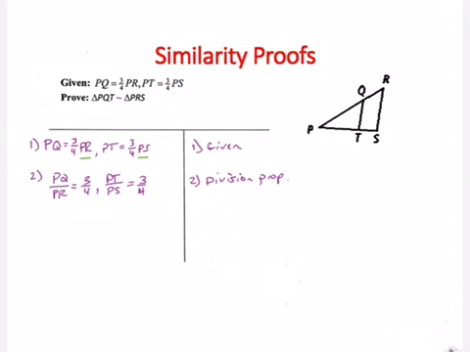To show that they're proportional, I'm just going to take the fact that since they're both equal to 3/4, I'm going to go ahead and set the two ratios themselves equal to each other. So PQ over PR equals PT over PS. And this can be done through the transitive property or substitution in this case.